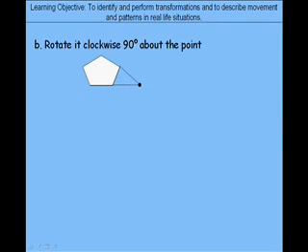I like to draw those segments so that I can use those. So I can see I'm going to that horizontal segment at the bottom, and I'm going to turn it so that it is now 90 degrees from where it was. So hopefully you'll be able to see that.